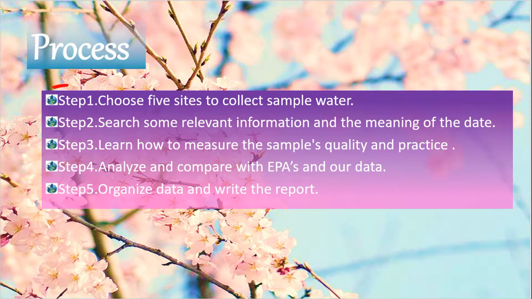Process. Step 1. Choose 5 sites to collect sample water. Step 2. Search some relevant information and the meaning of the data. Step 3. Learn how to measure the sample's quality and process. Step 4. Analyze and compare EPA's data and our data. Step 5. Organize data and write a report.